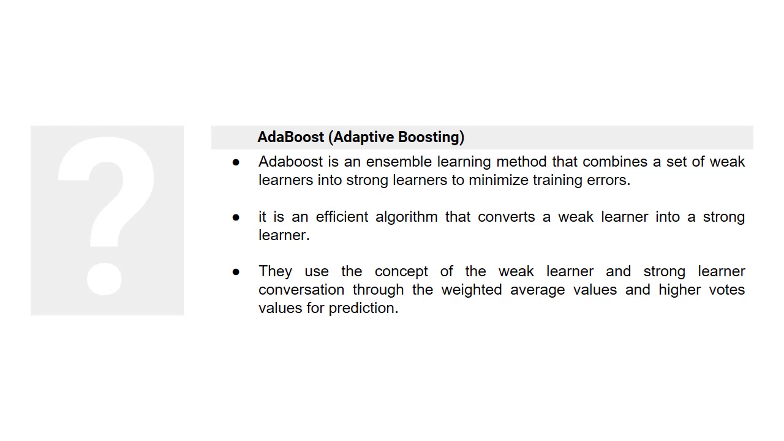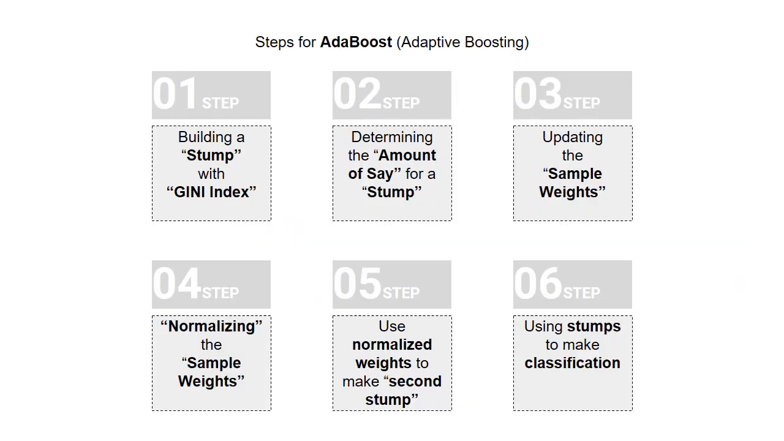AdaBoost, or adaptive boosting, is an ensemble learning method that combines a set of weak learners into strong learners to minimize training errors. It is an efficient algorithm that converts a weak learner into a strong learner. It uses the concept of weak learner and strong learner conversion through weighted average values and higher vote values for prediction. Following are the 6 steps for performing the adaptive boosting algorithm for classification of a dataset.